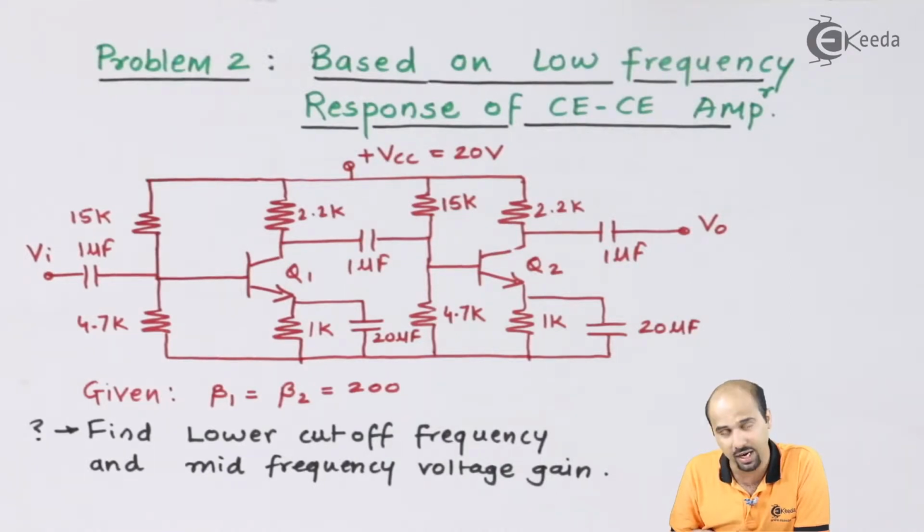And they ask us to find out the lower cutoff frequency and mid frequency voltage gain. Okay, so we have to go with 3 steps. First is DC analysis, calculate the value of the parameters which are important for the AC analysis voltage gain. Then we will move ahead for the exact AC analysis with AC equivalent model, and then we will move further for the calculation of low cutoff frequency. Okay, let's start with this DC analysis.